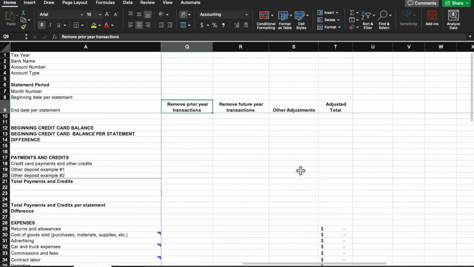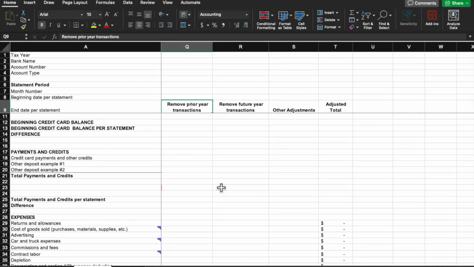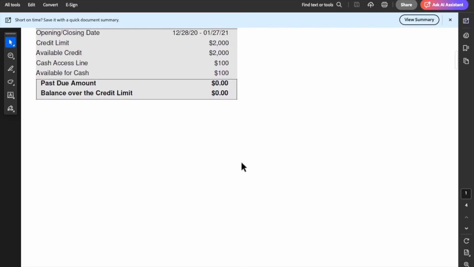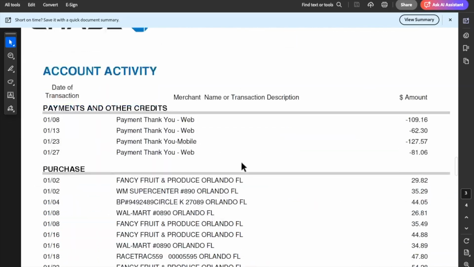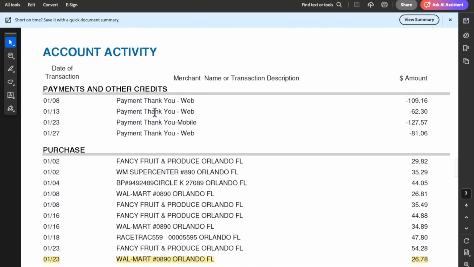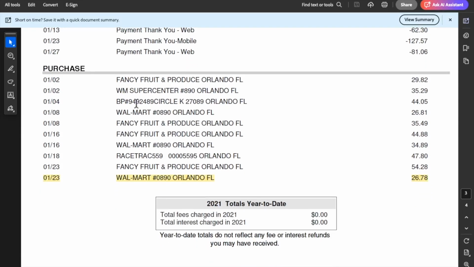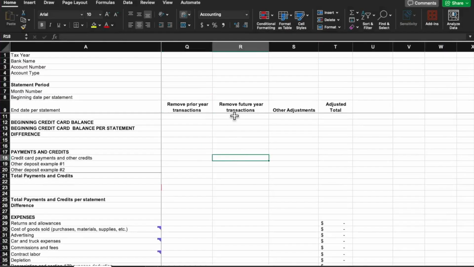So if I go back to the credit card statement, we're going to try to see if we find any transactions that happened in 2020 and remove those. All of our payments happen in January of 2021. All of our expenses happen in January 2021. So there's no prior year transactions to remove. Next thing to look at is to remove future year transactions. And what that means is we're going to remove items that happen in the next tax year. So not 2021, but rather 2022.